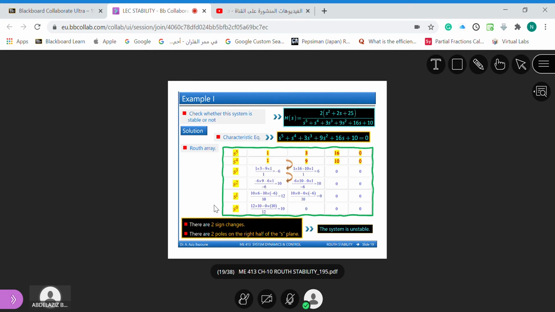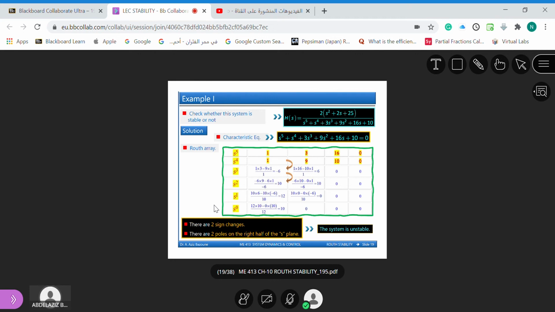فارس تفضل. السلام عليكم دكتور. عليكم السلام أهلين فارس. سلو مثلا s to the power 1 the coefficient حقته مو 16 equals 0, so the array will end at s to the power 1, so it will be unstable.